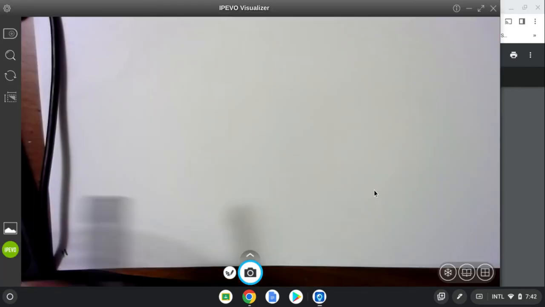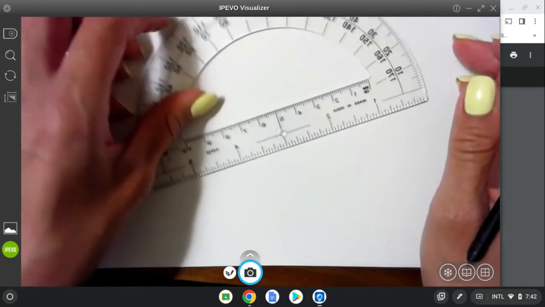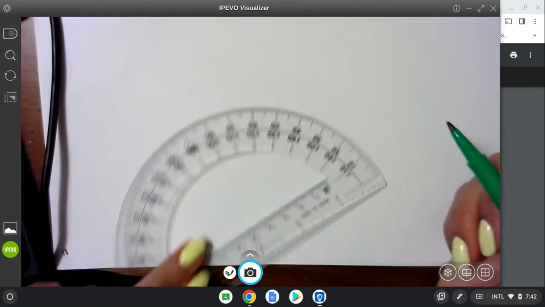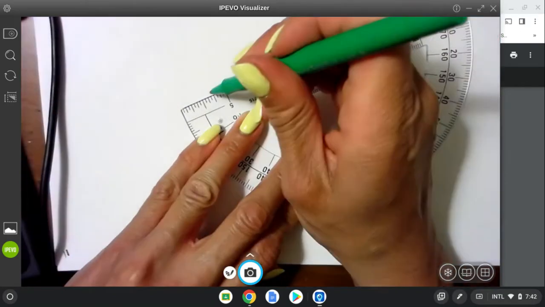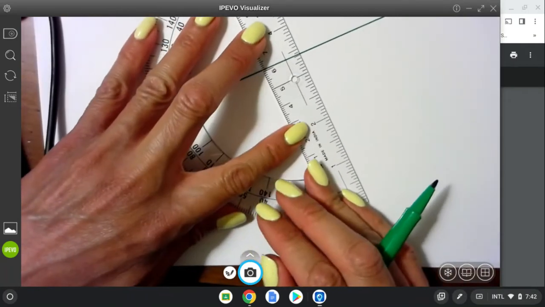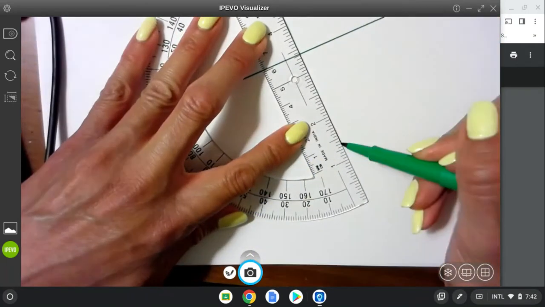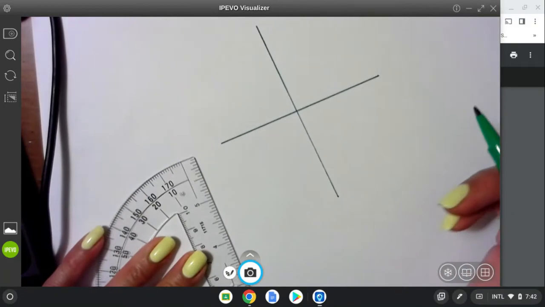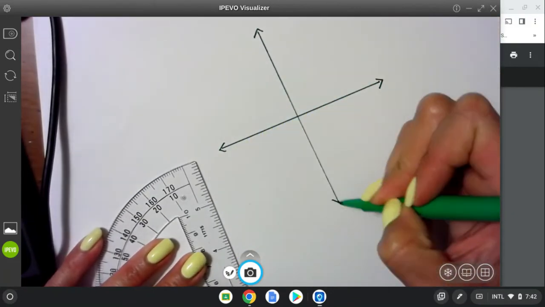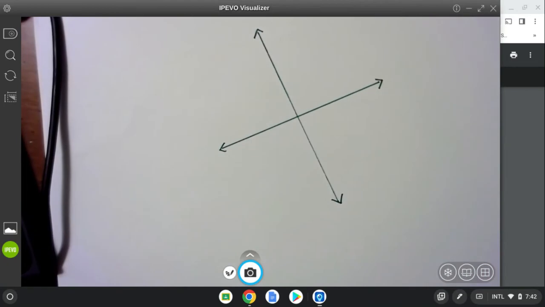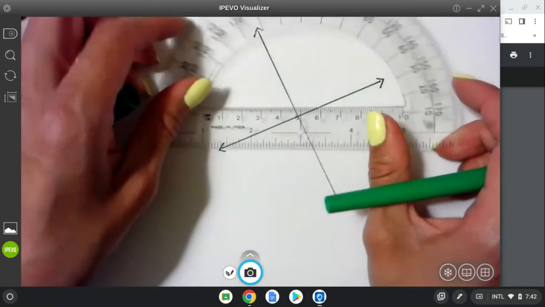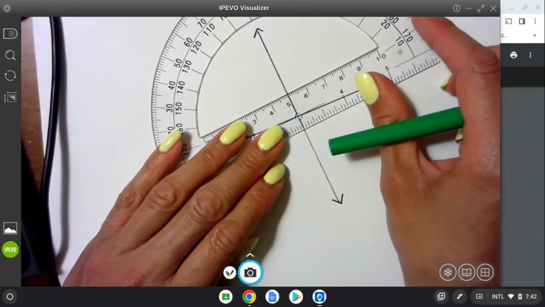So take your piece of paper and your protractor, and draw 2 intersecting lines. So there's one line, and here's my second line. Make sure to draw arrows at the end of each line, indicating that those lines keep going forever. And then take your protractor and measure your angles.